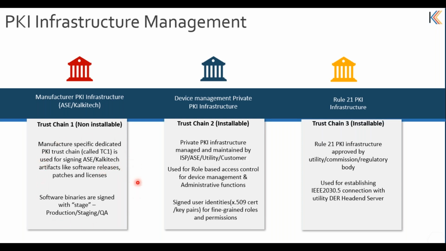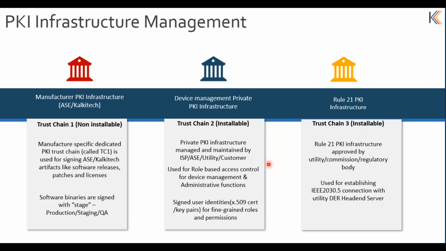So this is the trust chain which we are using for securing the software or firmware which is running inside the device. And we have trust chain 2, which is primarily the device management trust store, which is an installable trust store that can be supplied by a service provider, could be supplied by ASC itself, or could be supplied by a utility or a customer, like a developer who is owning the assets.